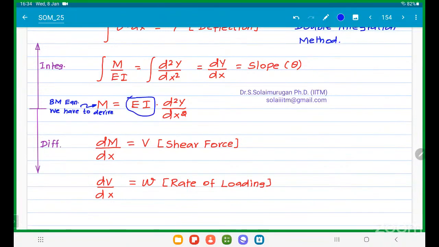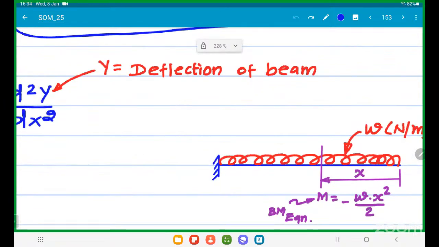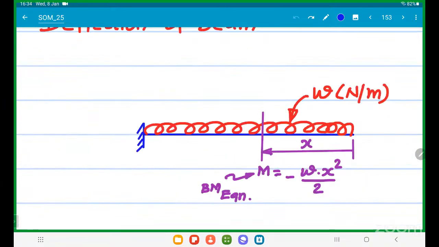Okay, I told you this is an equation. How to write the equation? Take this example, a simple case: a cantilever with a full UDL, at a particular location X from the free end. What is M, the bending moment?